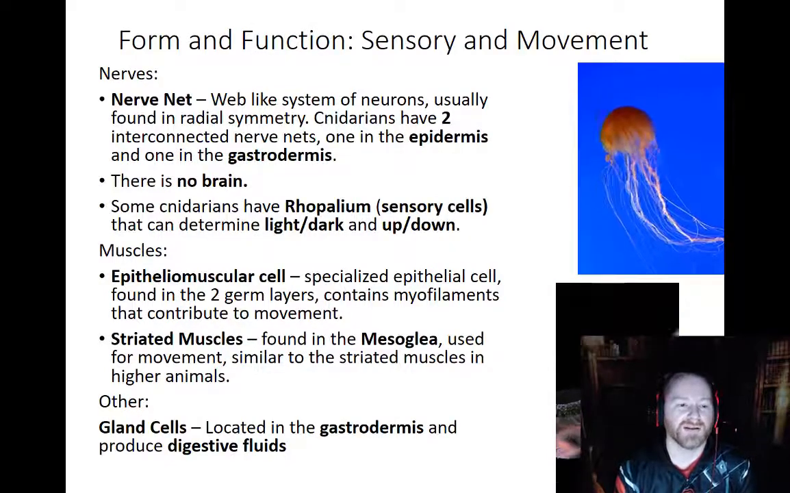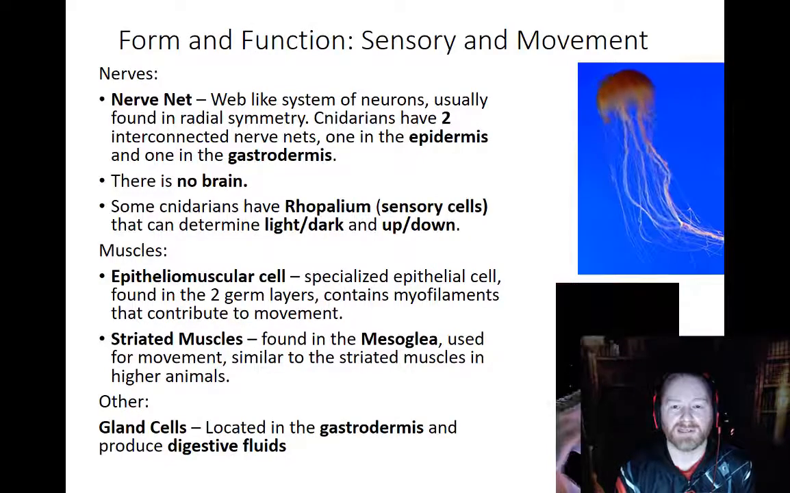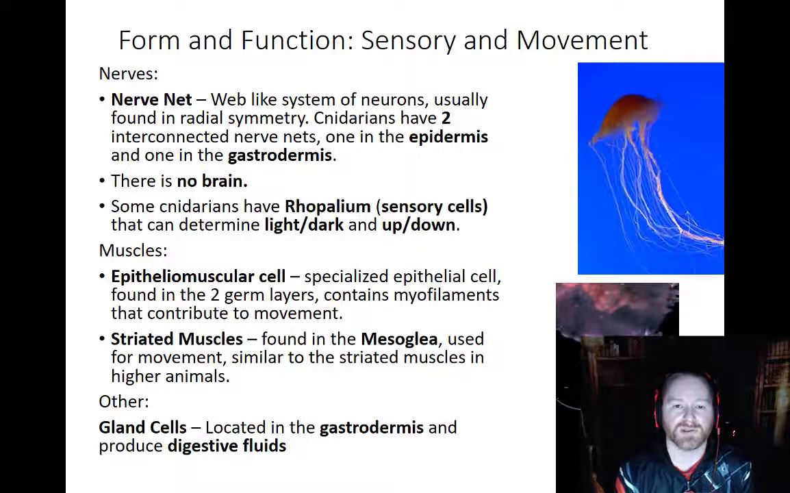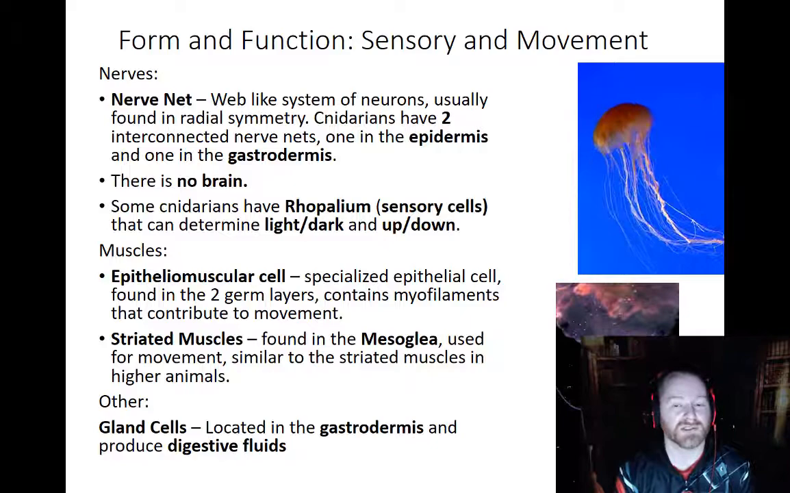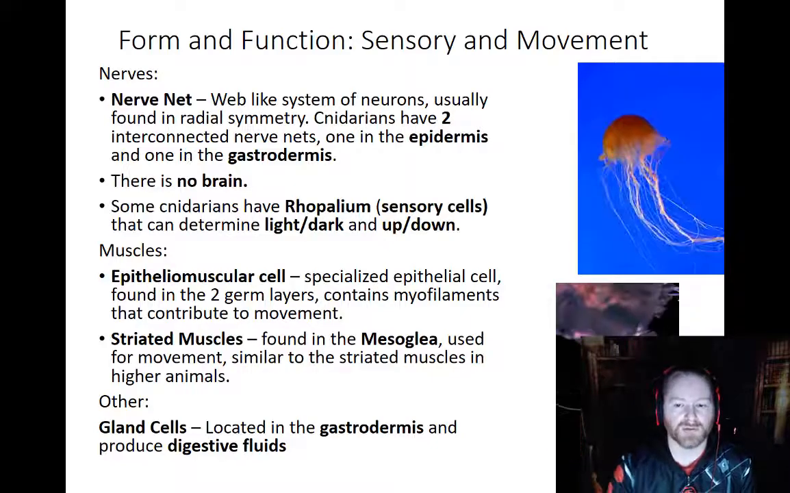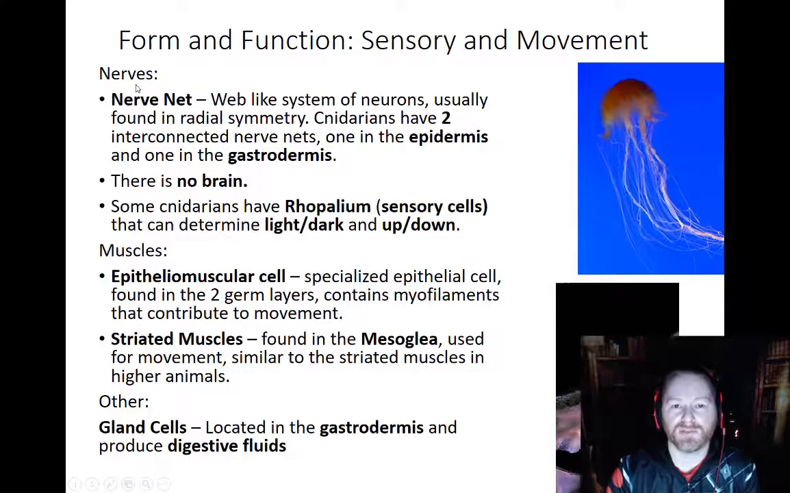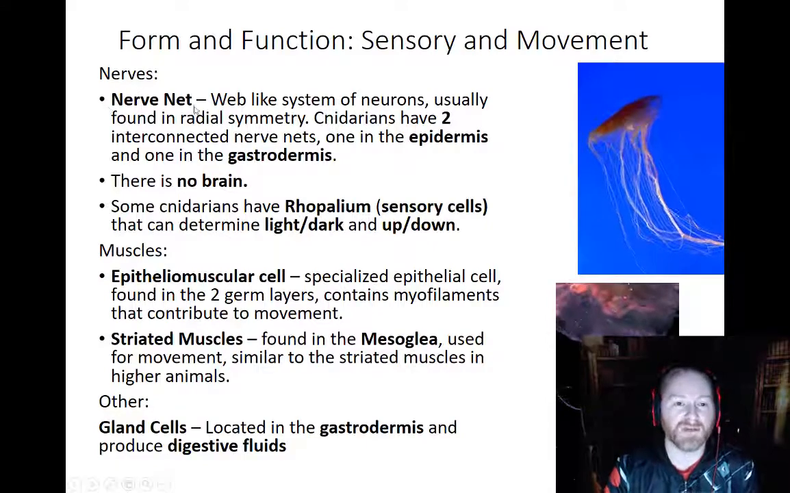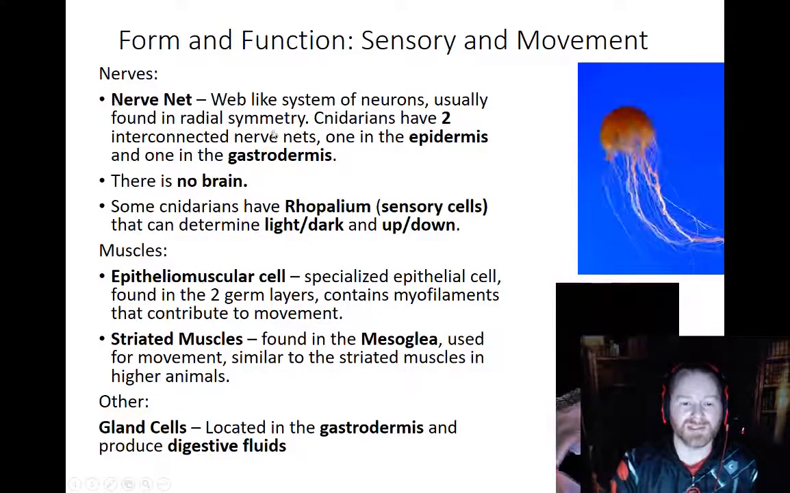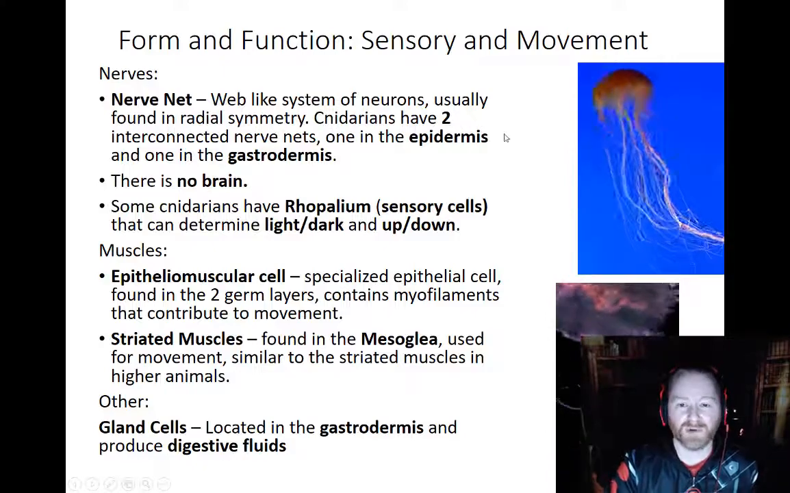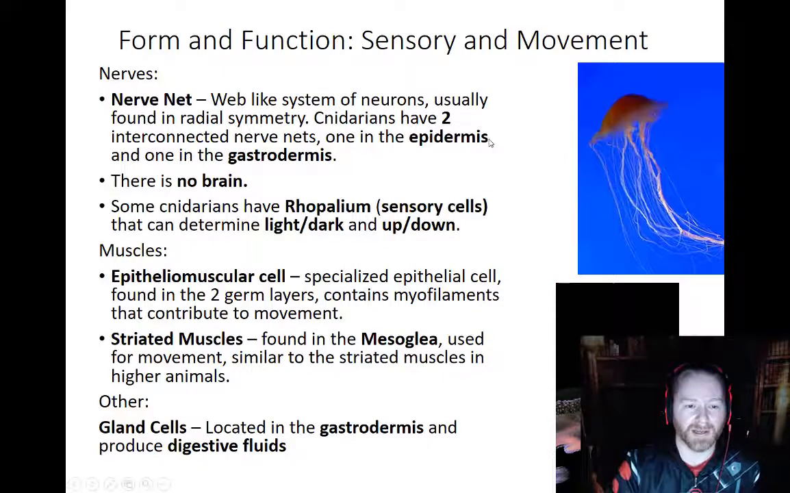So we said that simple animals don't usually have a lot of systems, and as we get more complex, we'll start seeing more systems develop. So while they don't have a nervous system, it is important to note that they do have what we consider to be a nerve net, or a neural net. And essentially this is just a web system of neurons that stretches throughout their body.